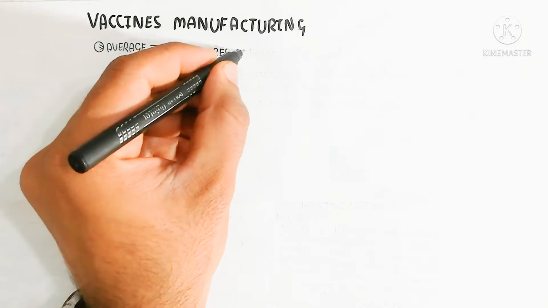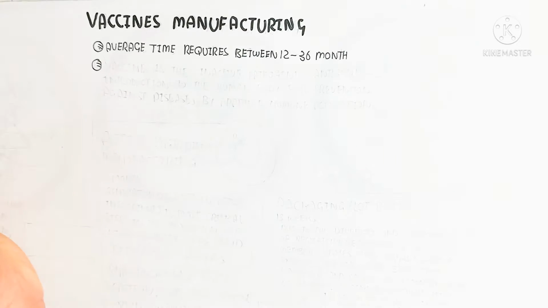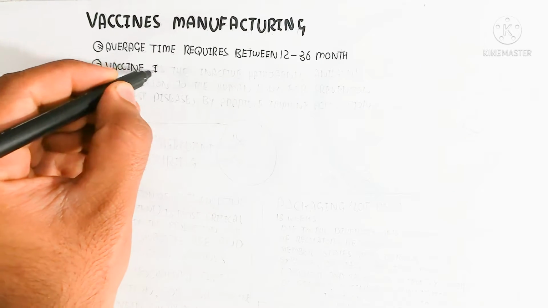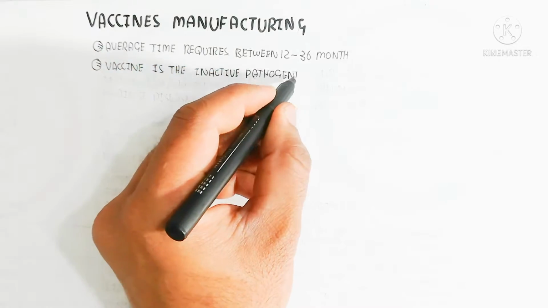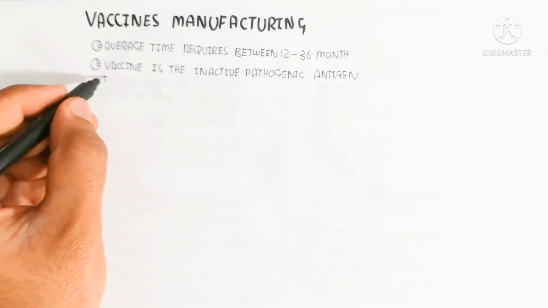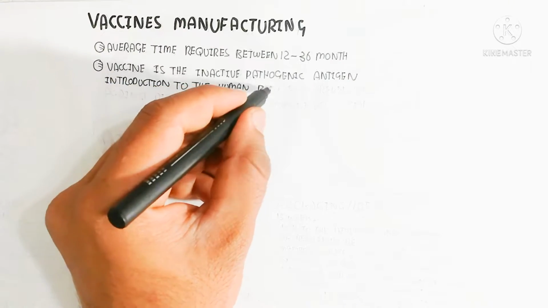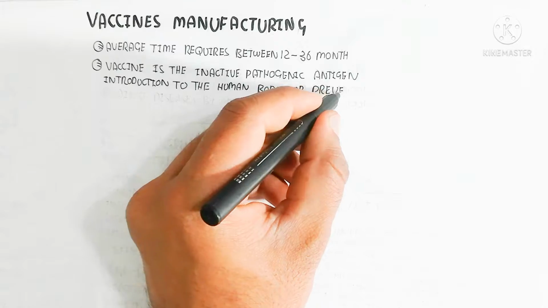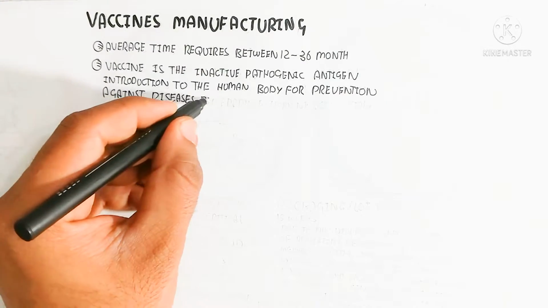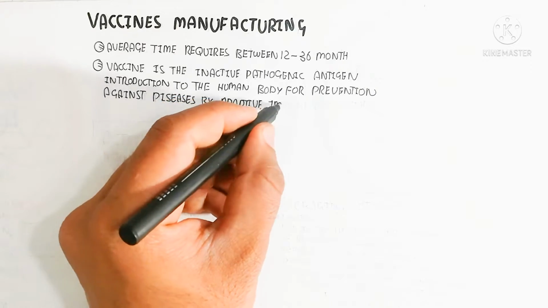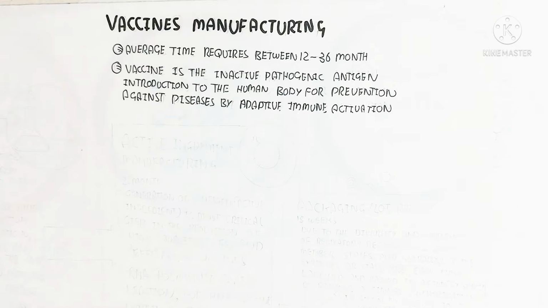So what is a vaccine? A vaccine is an inactive pathogenic antigen, for example a related virus, coronavirus or something, which is introduced into the human body for prevention against disease by adaptive immune activation of immune cells, for example T memory cells and B memory cells. In this way, long-term immunity and efficacy of resistance against the disease will be produced.